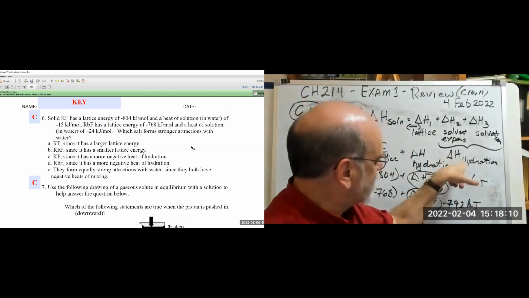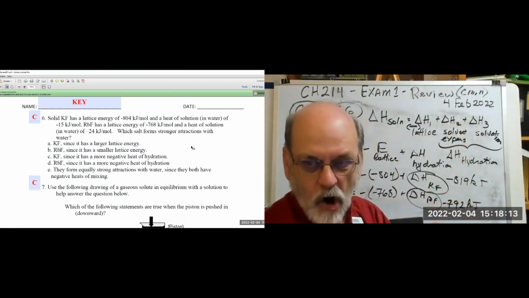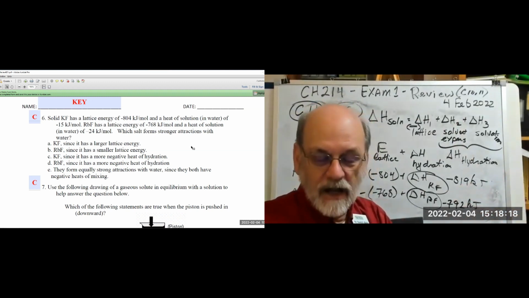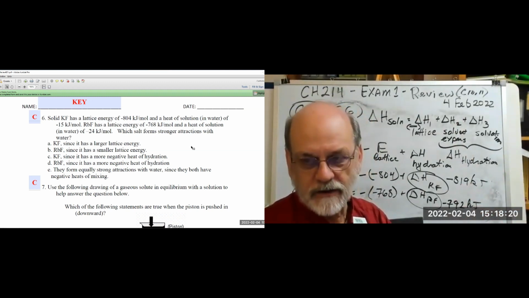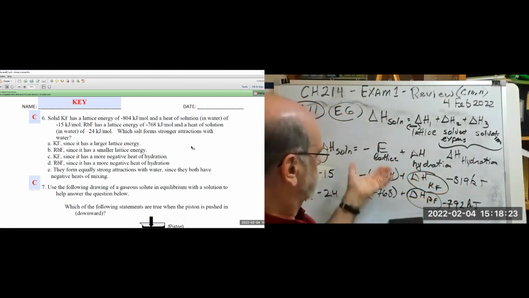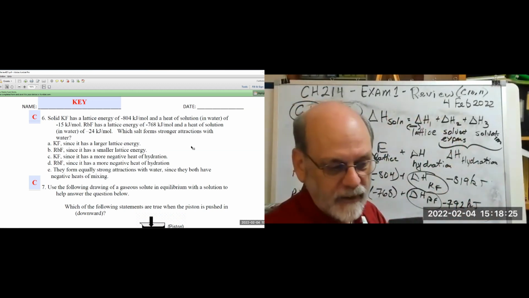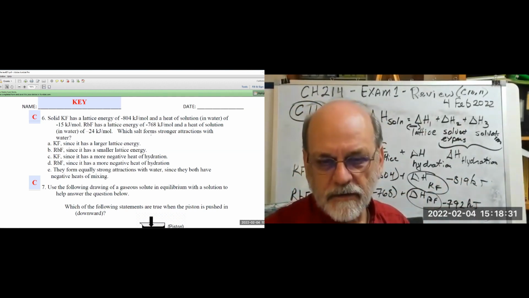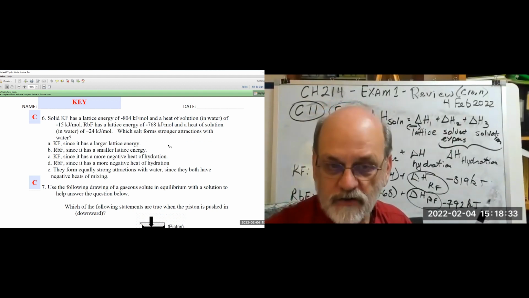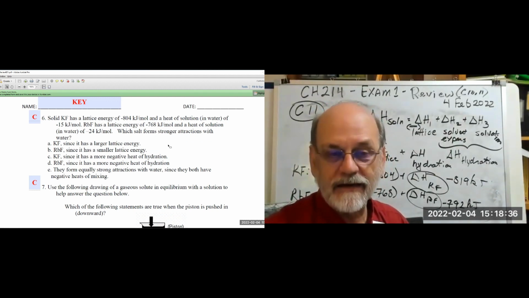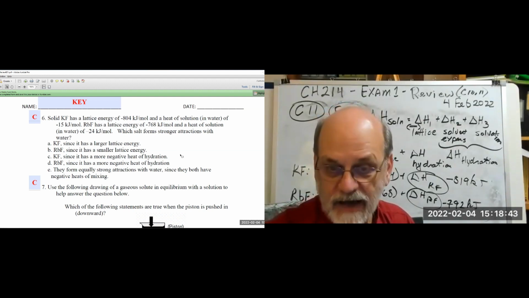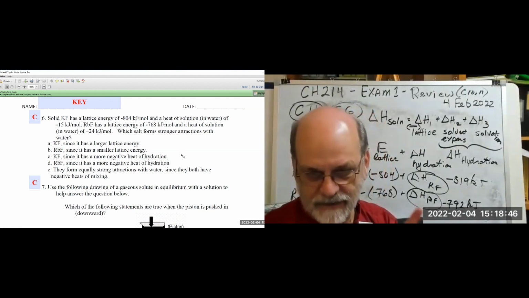So for this heat of hydration, a larger negative number, as things come together, means a stronger attraction because it's an exothermic process. So this larger value means that the salt KF has a stronger attraction with water than does rubidium fluoride. KF has a stronger attraction since it has a more negative heat of hydration. That is the answer to this one.